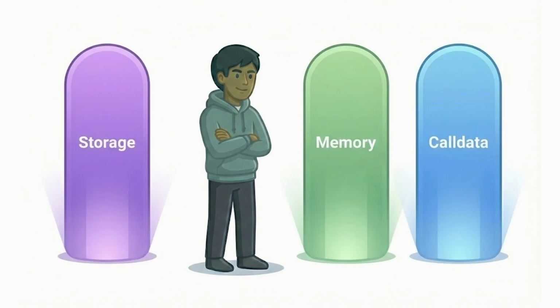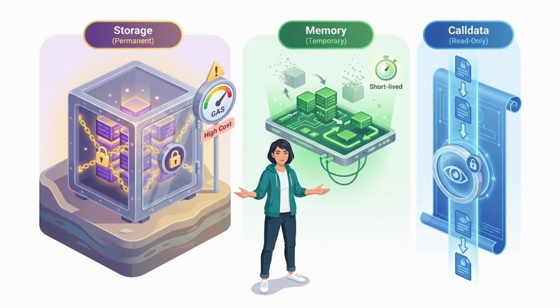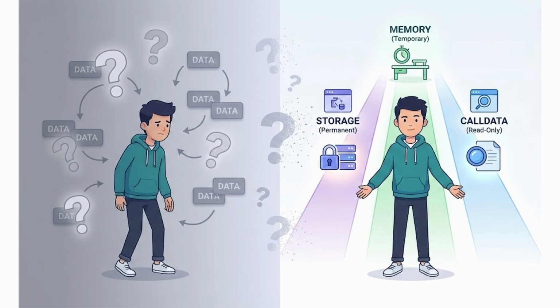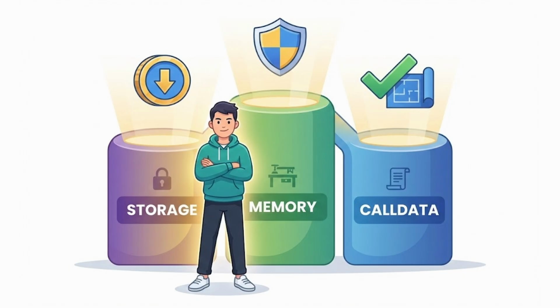And now, the full picture comes together. Storage is for long-term, permanent data. Memory is for short-term, temporary work. Calldata is for read-only input. Master these 3 data locations, and you're no longer guessing how Solidity works. You're writing smart contracts that are cheaper, safer, and built like a pro.